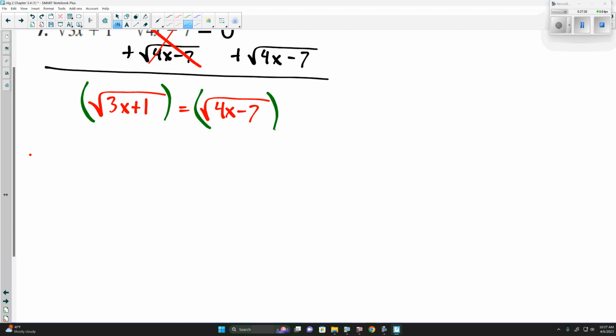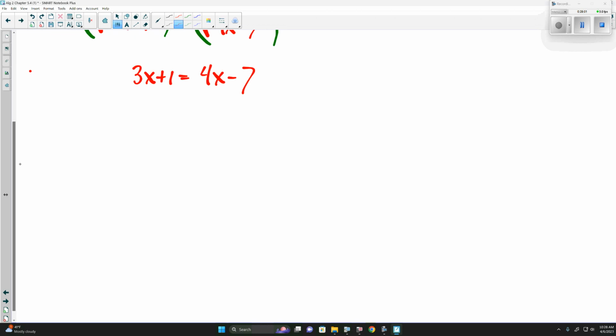Now that they are evened out, we're going to put both sides to the nth power. And again, our power that we're using this time is 2, which will cause the square root and square on both sides to cancel. And again, the reason we can do this is because there's only one radical on either side, there's nothing else. And what that will leave us with is 3x plus 1 is equal to 4x minus 7.